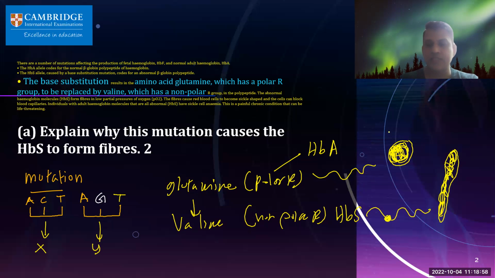So in the first case, this hemoglobin is a globular shape, and this hemoglobin is a fibrous chain. Because valine has a nonpolar R group, it forms different bonds. These bonds decide the shape of the hemoglobin and produce hemoglobin S with a fibrous shape, because bonds are formed between hemoglobin S molecules.